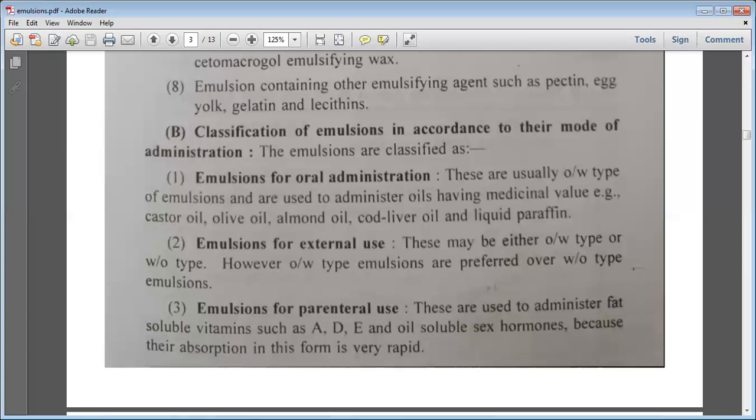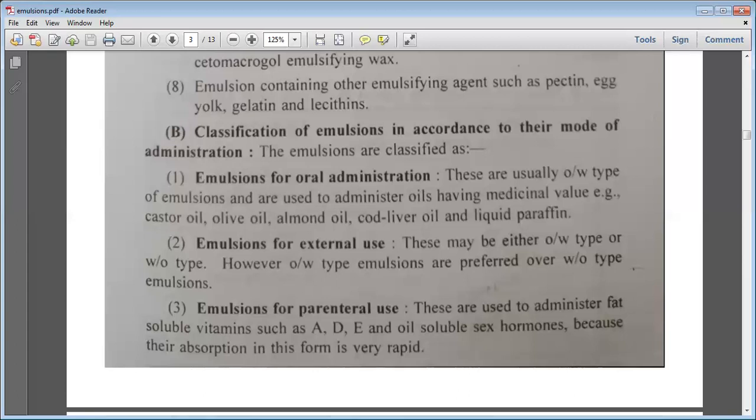When these emulsions are given by the parenteral route, they have to be given by the intramuscular route, and the injection should be administered slowly, because the administration of oils in the form of injection may be painful. Hence the emulsions which are injected through the parenteral route have to be administered slowly and only by the intramuscular route.